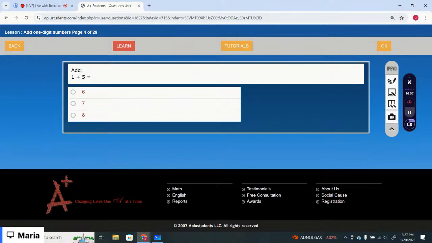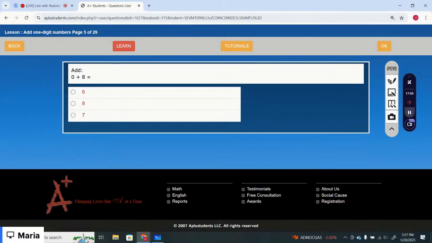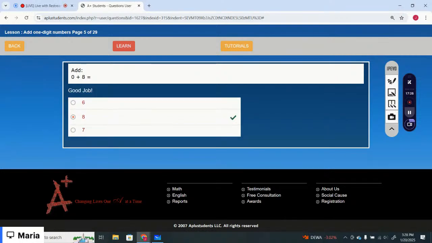1 plus 5 makes 6 it is. The correct option is 6. 0 plus 8 makes 8. That is option number 2. The correct option is 8.